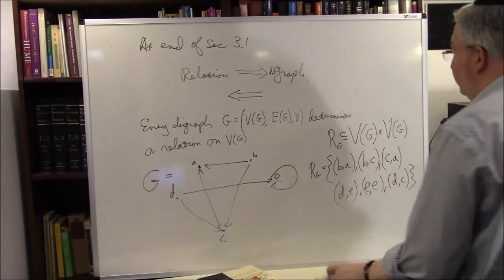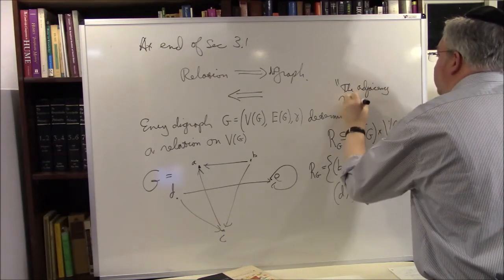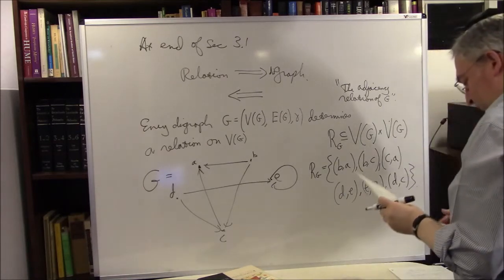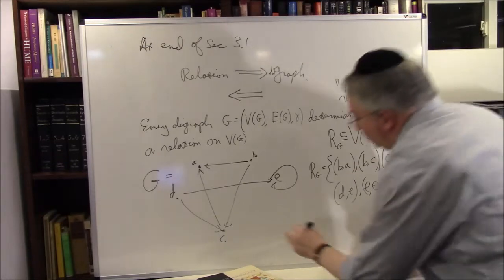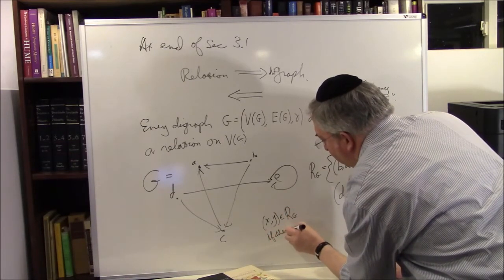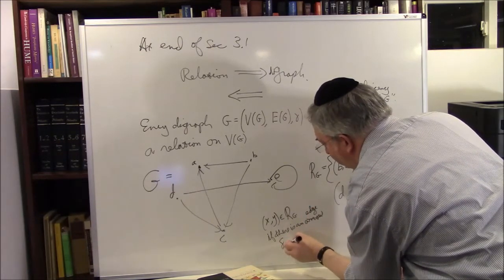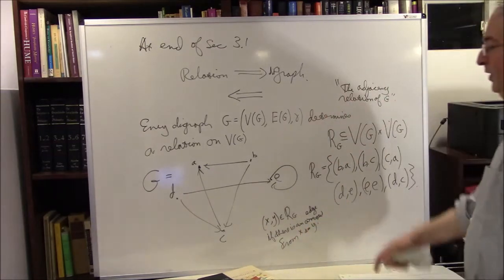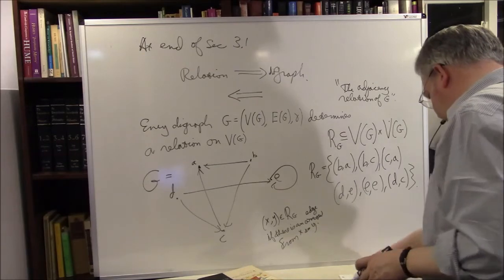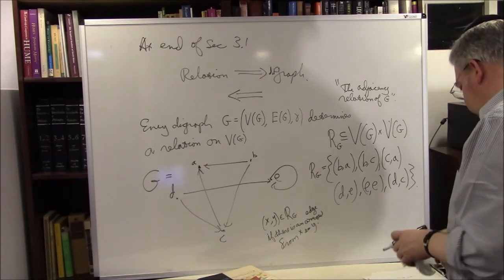Now, this has a name. This is called the adjacency relation of G. Basically, let's write it out this way: X comma Y is a member of R of G, it's related, if there is an arrow, an edge, from X to Y. This is when they're related. Okay, so that's nice. Okay, good.